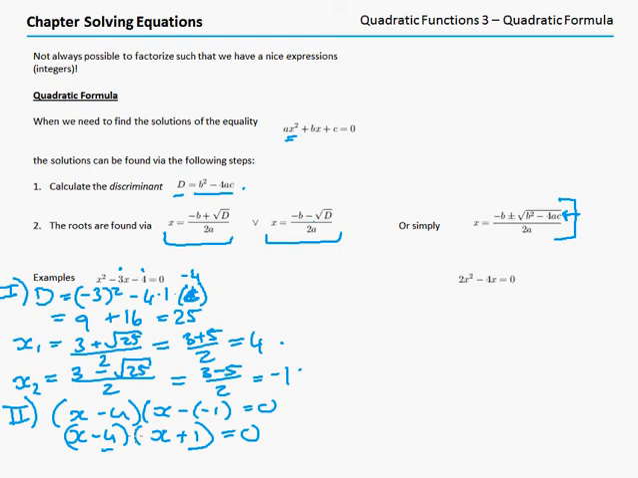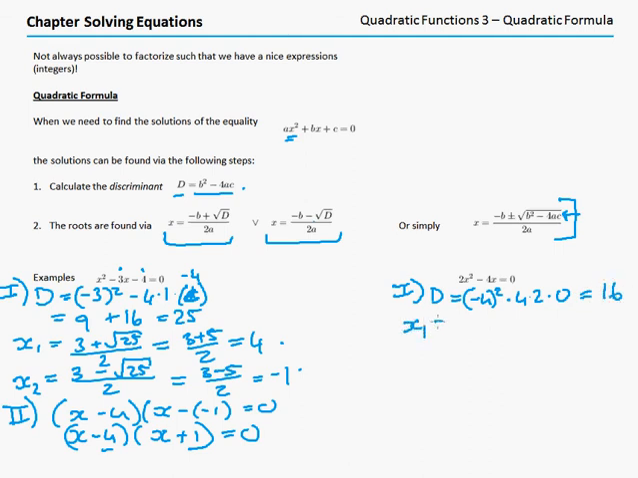Let's look at a second example. This expression is 2x squared minus 4x is equal to 0. First of all, we find d. d is equal to b squared minus 4ac. So in this case, b squared is minus 4 squared, minus 4 times a, which is 2, times c, which is 0. So this part is 0, and minus 4 squared is 16.